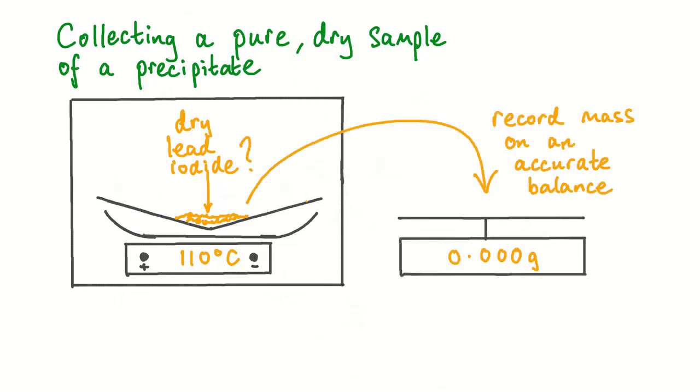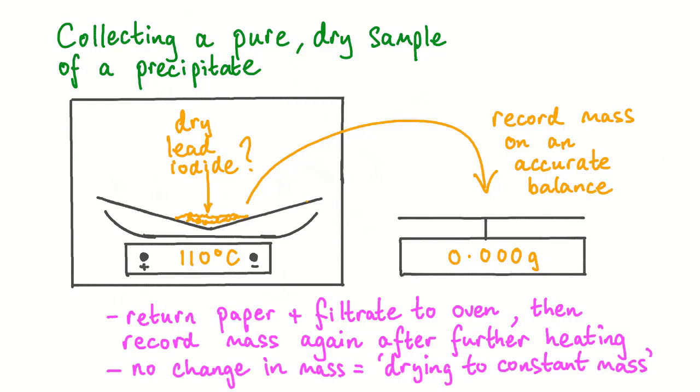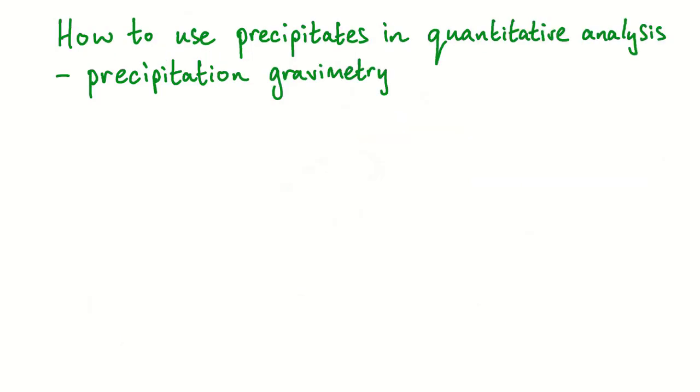To ensure that all traces of water are truly removed, the paper and the filtrate can be removed and its mass recorded on an accurate balance. The paper and the filtrate is returned to the drying oven for a few more hours, and then its mass is re-recorded. If the dry masses are the same, we can be convinced that all the water has been removed. This technique is known as drying to constant mass. Now that we've seen how a pure dry sample of a precipitate can be collected, we can explore how this idea can be used to quantitatively analyse solutions of ions.